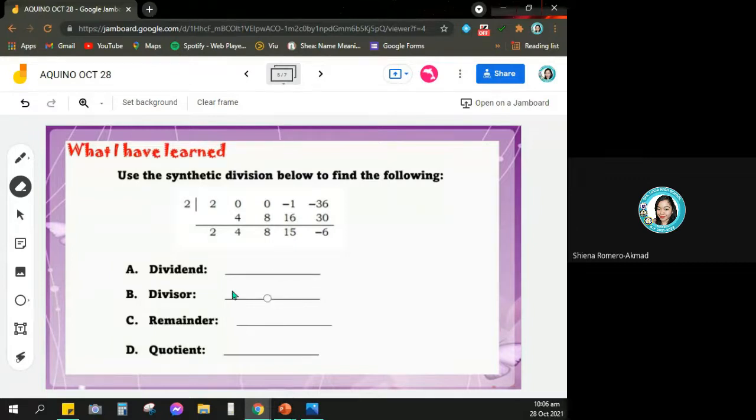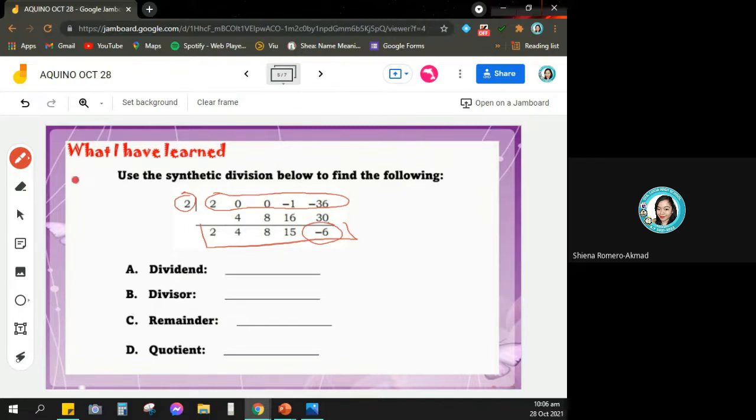Dali-dali lang nito eh. Ano yung dividend natin? Where is the dividend? Siyempre, ito yung dividend. Where is the divisor? Ito yung divisor. Where is the remainder? Ito yung remainder. Quotient, buo yan. Okay? So, what will be our dividend?